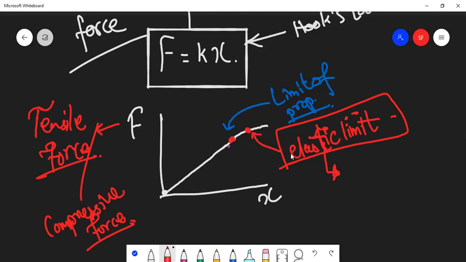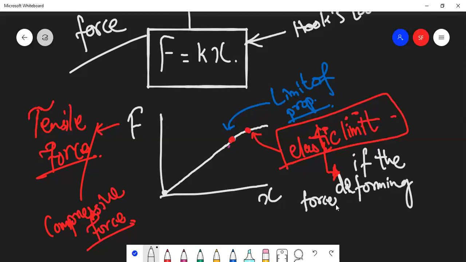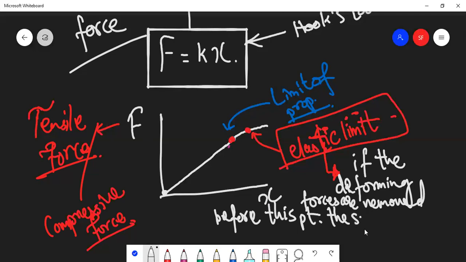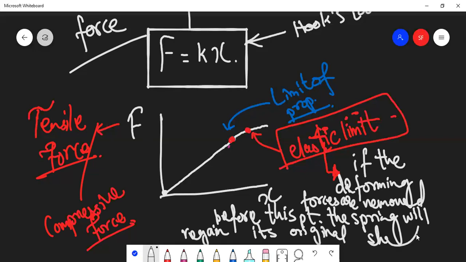Now, this is called the elastic limit, and this is the point up to which, if the deforming forces are removed before this point, the spring will regain its original shape. So even slightly beyond the limit of proportionality, the spring is extended, but then if the force is immediately removed, the spring will return back to the origin. The extension will return back to zero.